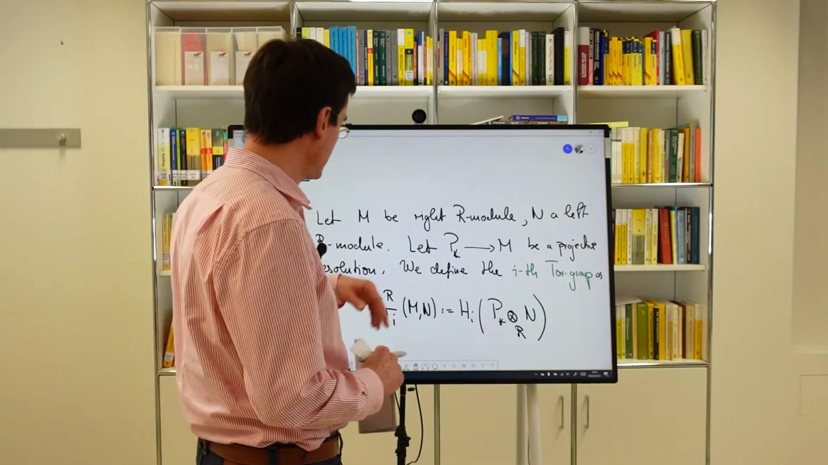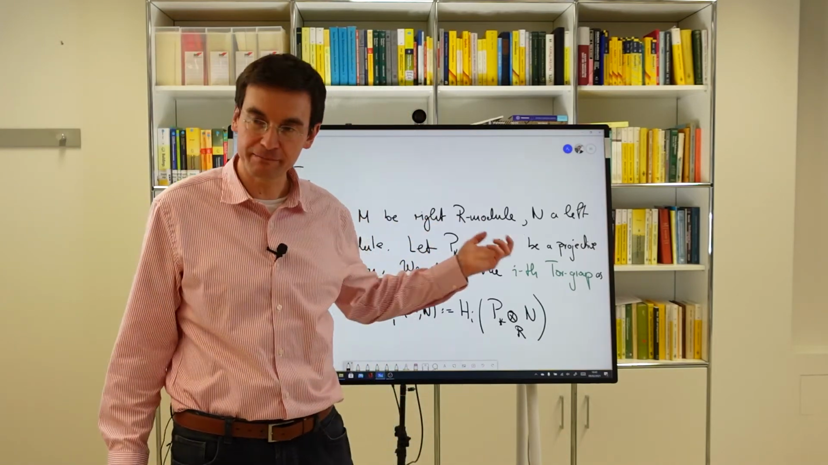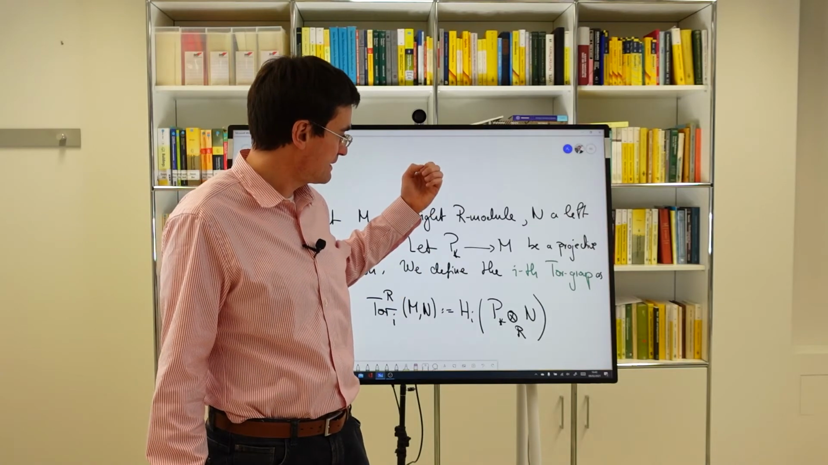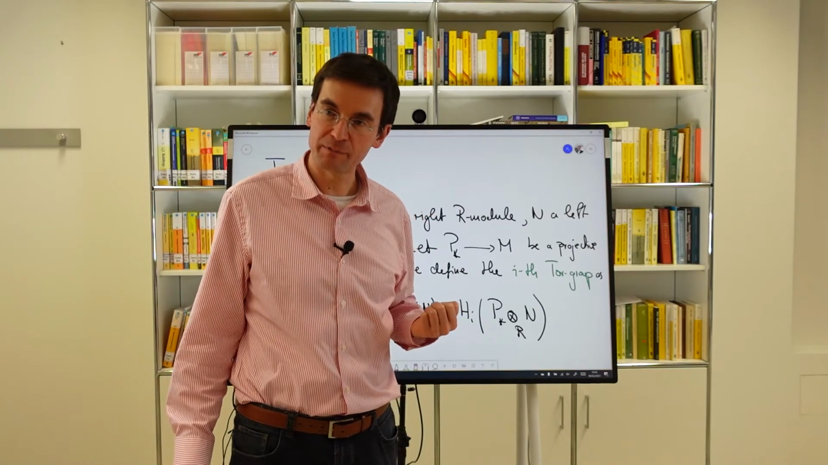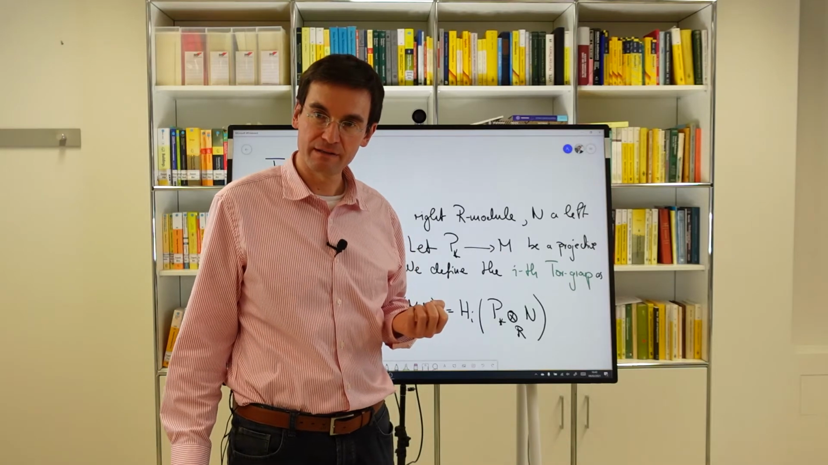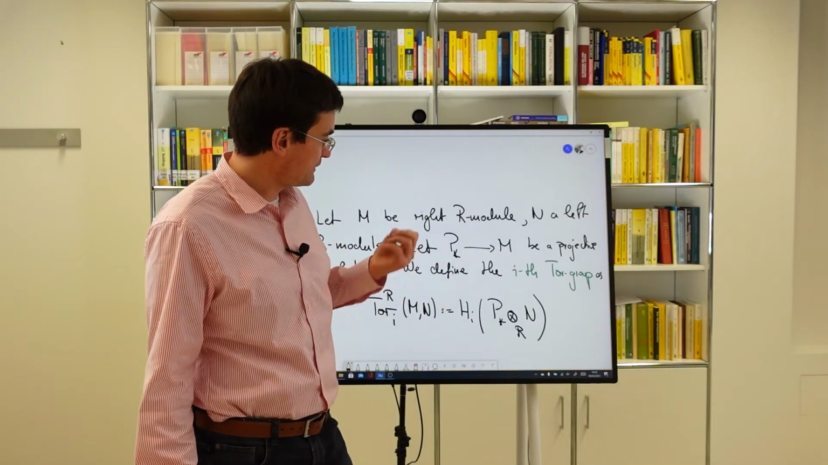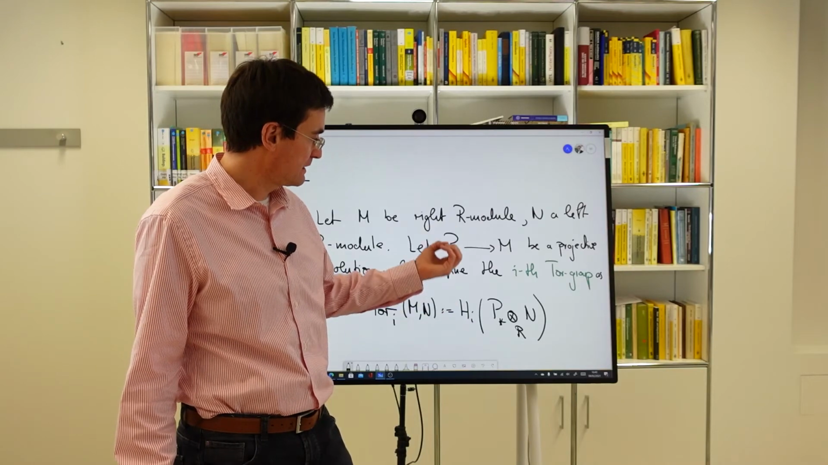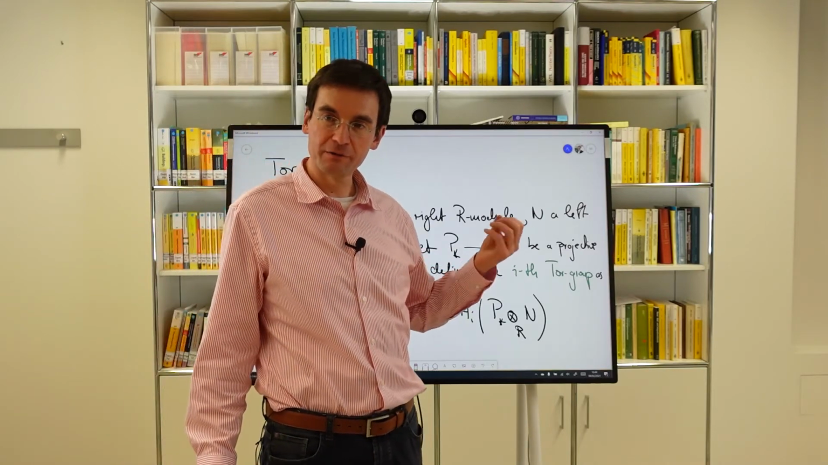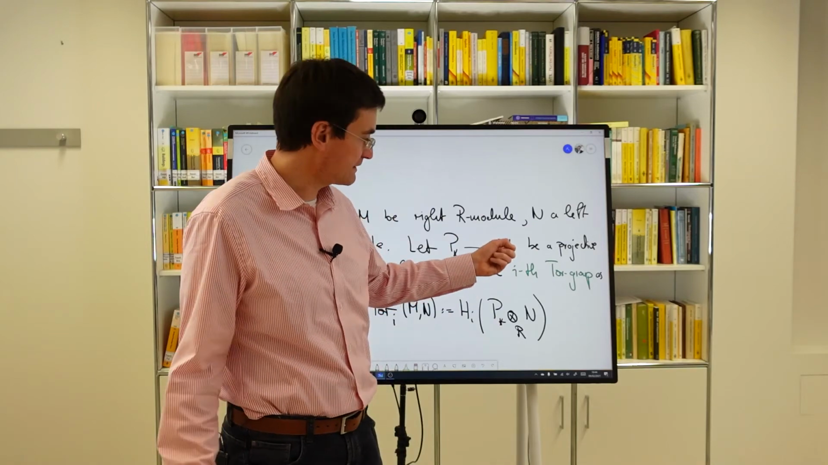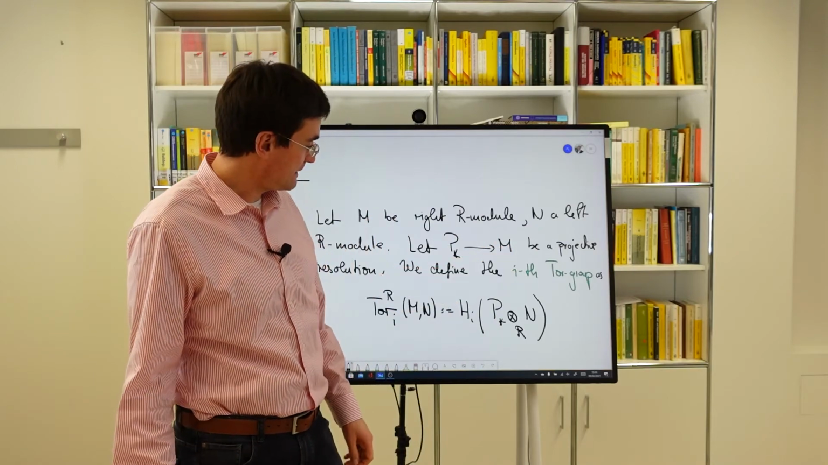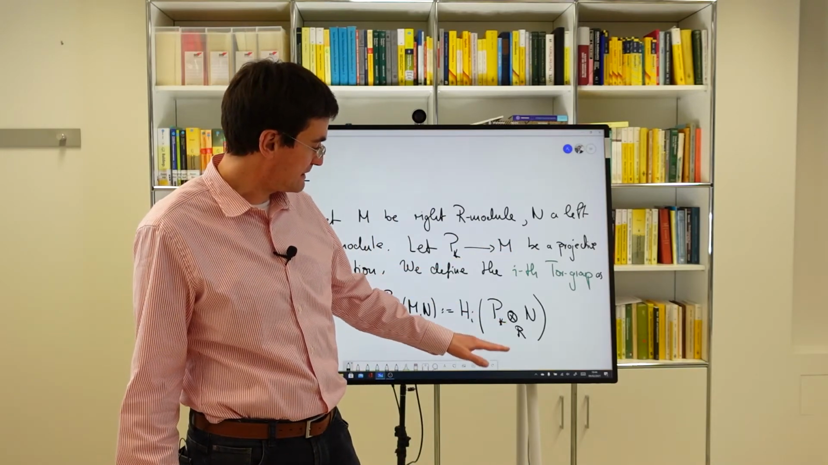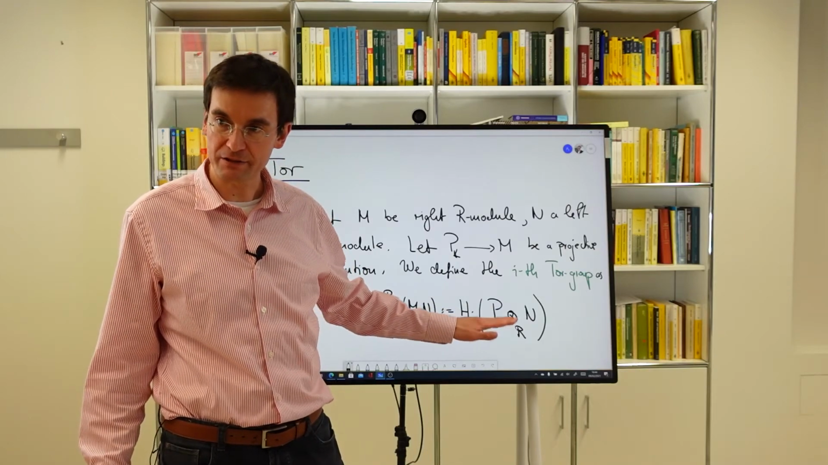So if you choose another resolution, Q star of M, then you get a chain homotopy equivalence between these two resolutions by the fundamental theorem of homological algebra. So you get a chain homotopy equivalence between P star and Q star, which induces on H0 the identity of M. And therefore, you get maps between the Tor terms, which are actually isomorphisms.